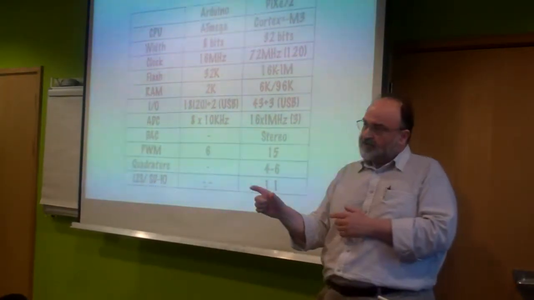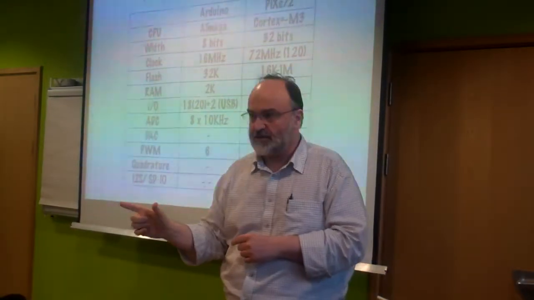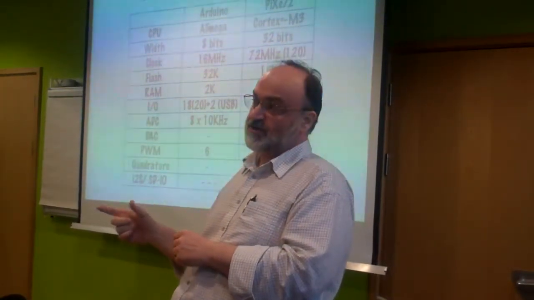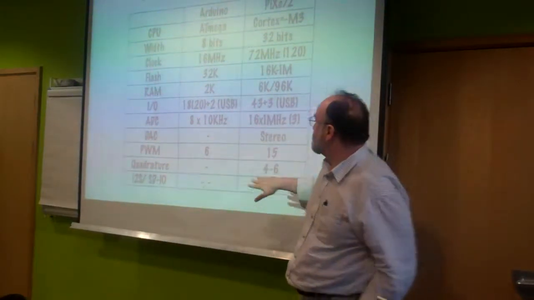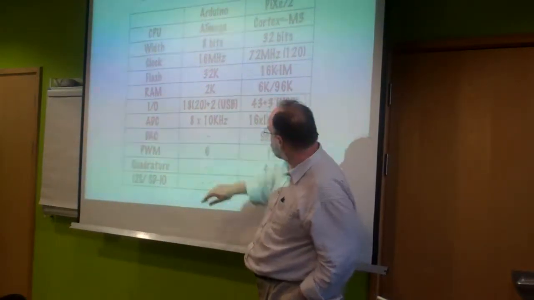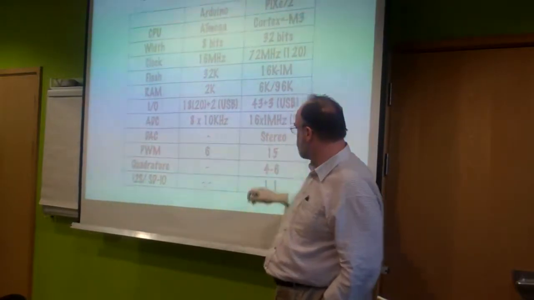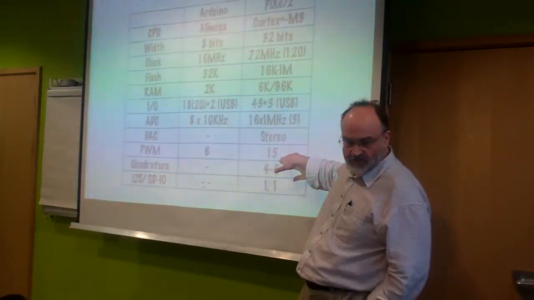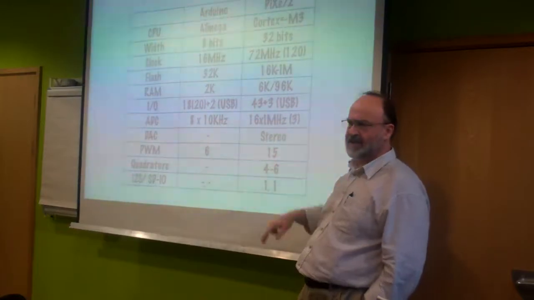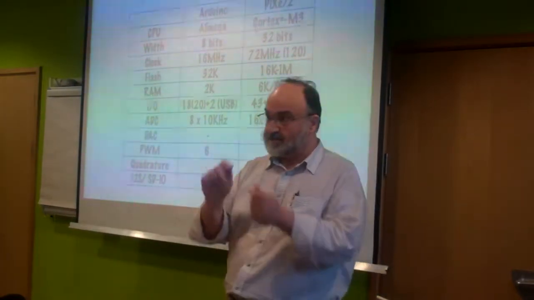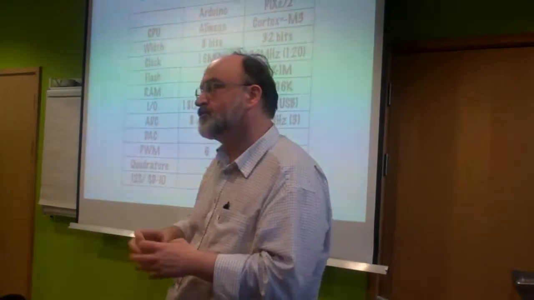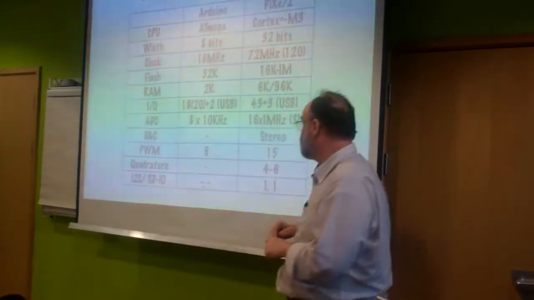PWM is a mechanism for pseudo-creating an analog output. It's very good for driving motors or servos or timers and all sorts of things. An Arduino has got 6 PWM outputs. The mid-end part that I use has 15, and the top end has about 20. So you could actually have about 20 speed-controlled motors driven off the same thing, which is pretty good.